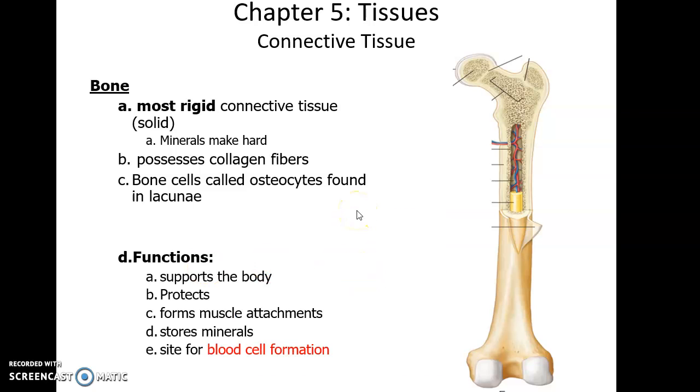So functions of the bone include supporting the body, providing protection, especially of delicate organs, forming attachments for muscles, storing minerals like calcium and phosphate, and acting as the site of blood cell formation. So within the red bone marrow is where blood cells are produced.